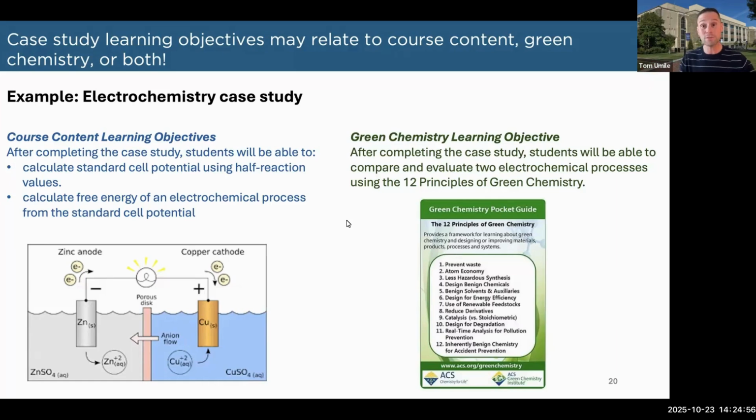But then there's an additional green chemistry learning objective that asks students to see the electrochemistry through the lens of green chemistry. I think that's one of the strengths of case study teaching: it still hits all the goals that we need as instructors that our departments may tell us to teach, but then we can expose our students to the green content.